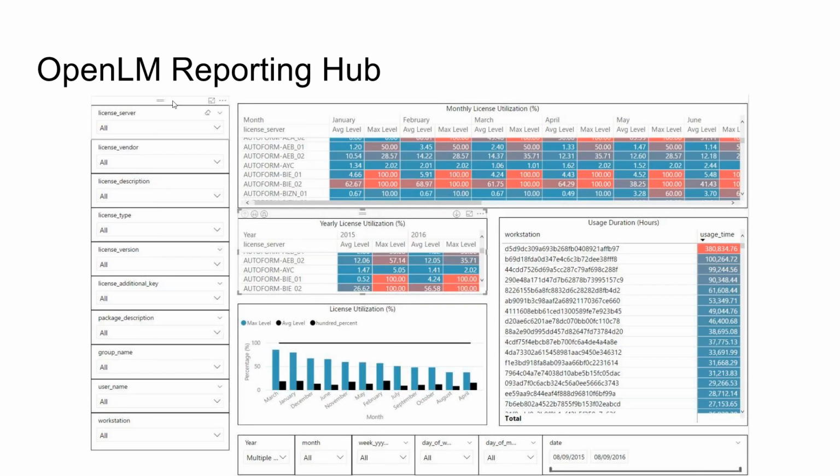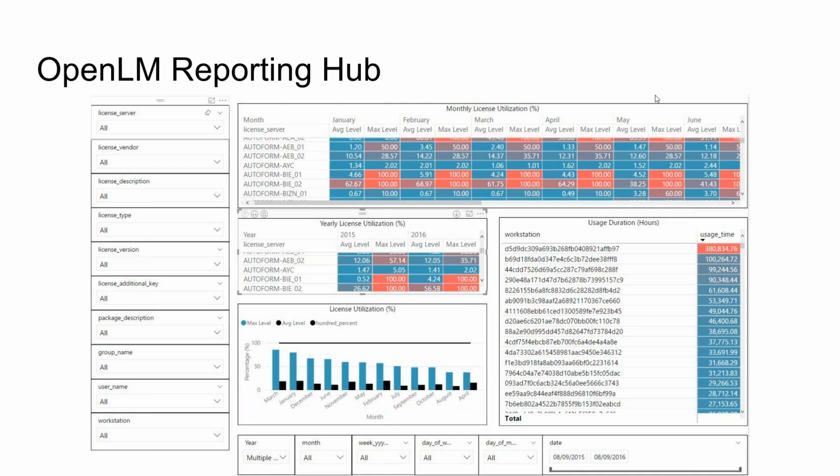So as you can see here, this is a dashboard that I created. You can add the license utilization, yearly utilization as a graph, as a heat map, as a bar chart, whatever you'd like. You can add all the filters that you want. It gives you a lot of flexibility, and you pretty much can query your database however you'd like. You can get any data you need.